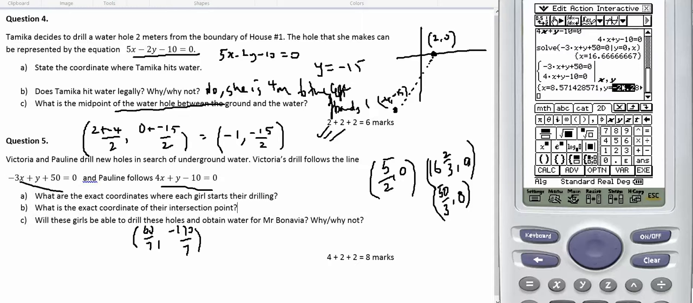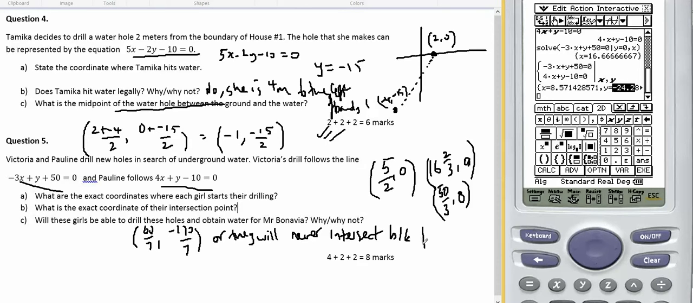Okay, so what exact intersection point? I can say the intersection point is at this point, or they will never intersect, because they would stop drilling at y equals minus 15 and start sucking water, and therefore they'd never have an intersection. Will these girls be able to drill these holes and obtain water? Yes, they both can, because they both enter the water section within the zone.